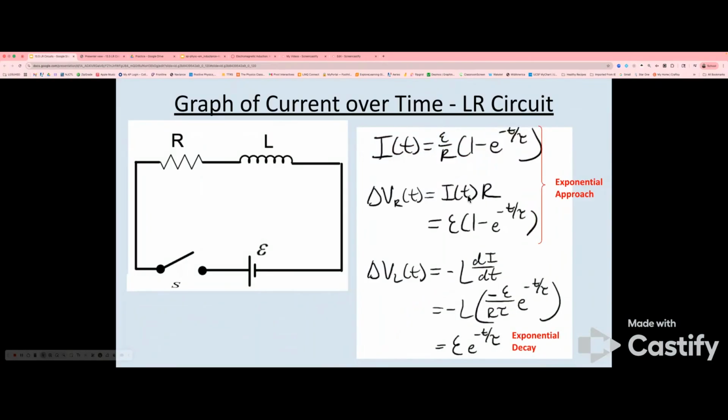To derive the other equations, we did it in the previous slide, but one thing I want you to note is that the voltage through the inductor stems from the voltage equation, and since we have an equation for current, we can plug that into this expression and take the derivative of the current with respect to time. So that ends up giving us an exponential decay from taking the derivative of an exponential approach.